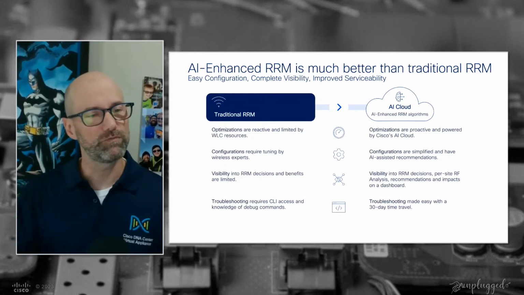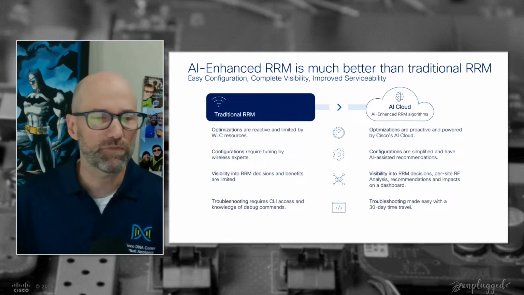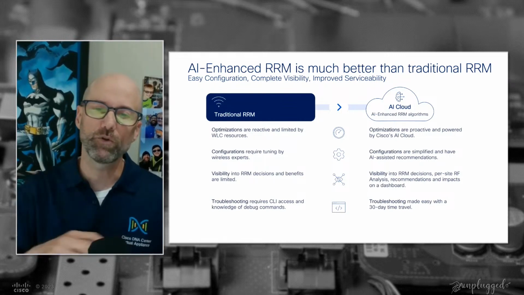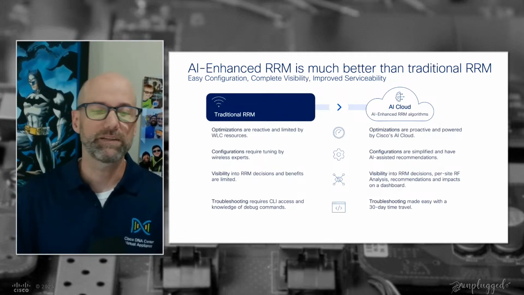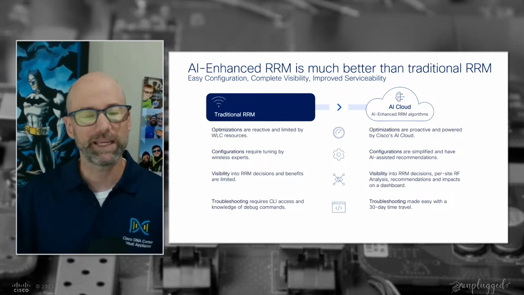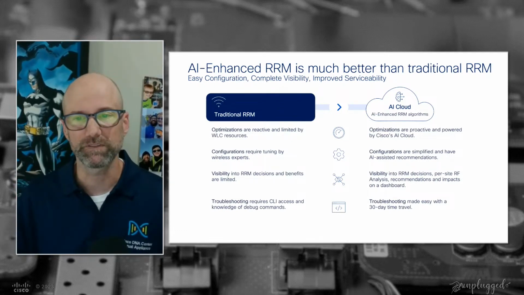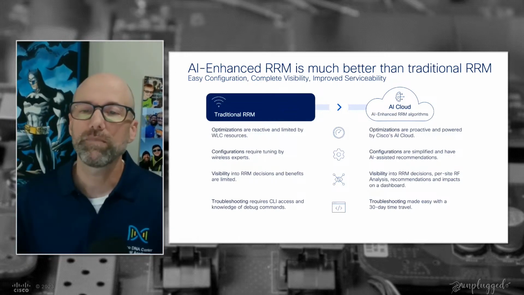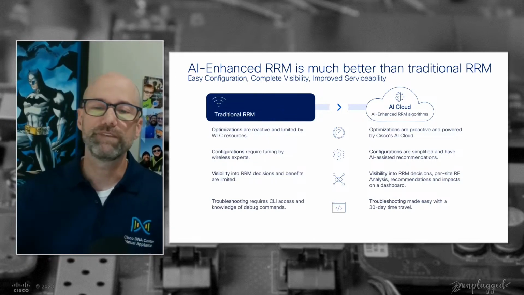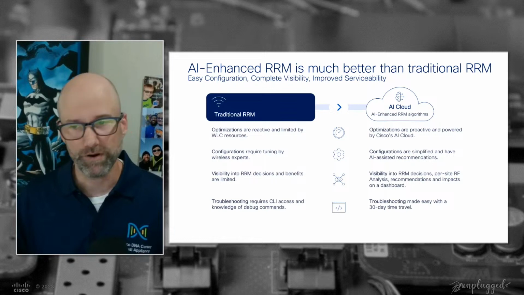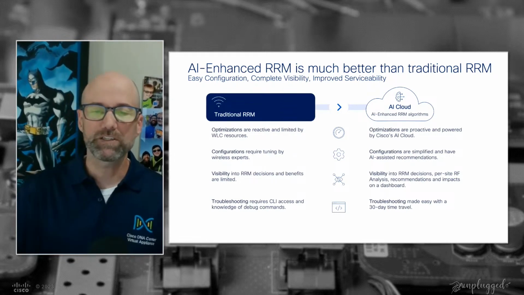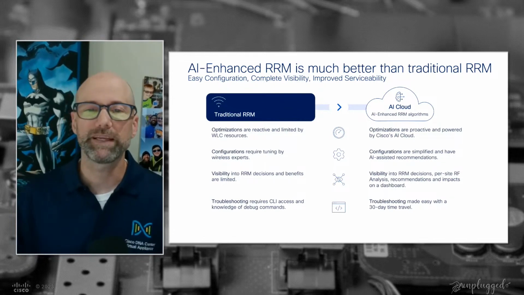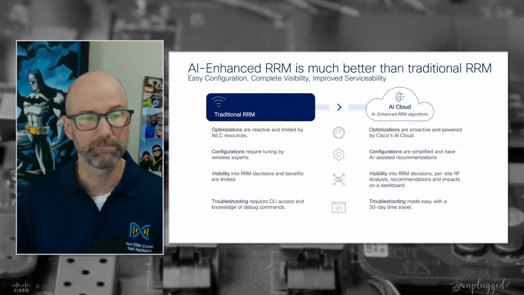Visibility: if you're looking for things about how RRM performs today, if you're using the old system, you don't get a lot of visibility, again because, like I said, there's not a lot of storage or compute. I can't keep that stuff in there for a very long time. When we talk about the new AI RRM, we get visibility into all the RRM decisions. We get per site RF analysis, and all of it is put up on a very nice dashboard that can give us per site analysis.